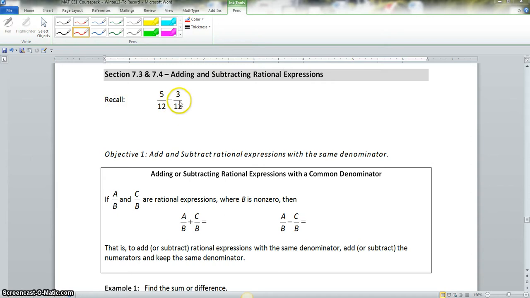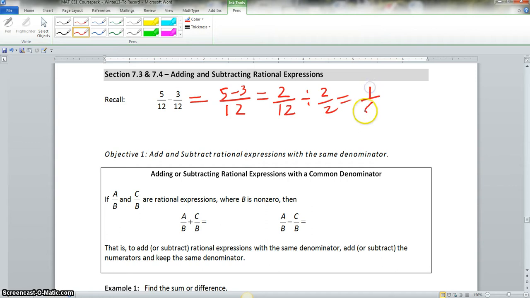Now we move on to sections 7.3 and 7.4, adding and subtracting rational expressions. Recall 5/12 minus 3/12. Remember, in order to add or subtract fractions, we must have the same denominator, or a common denominator, and we carry over the denominator and we add or subtract the numerator. Since this is subtraction, we will subtract. So we'll take 5 minus 3, which is 2 over 12, and we'll divide out what they have in common, which is 2. So it'll be 1/6.